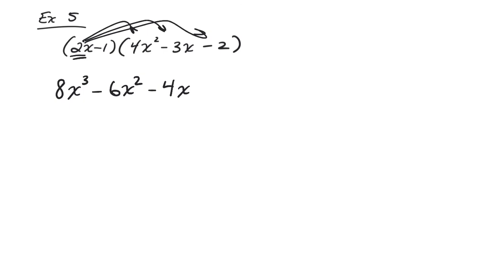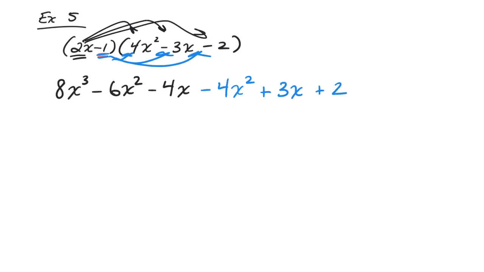Now that those are all done, I go on to my next one, which is a negative 1. I'm going to distribute this negative 1 to each of these 3 terms. A binomial times a trinomial is not necessarily a harder task, it's just more task, okay? It's more of a busy work type of problem. So here we go. Negative 1 times 4x squared is negative 4x squared, and negative 1 times negative 3 is positive 3x. And then negative 1 times negative 2 is positive 2.